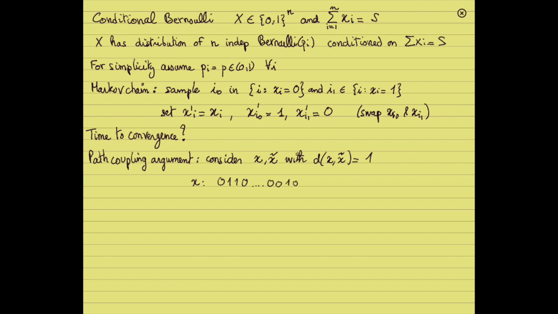So x might be this sequence of zeros and ones. X tilde is another sequence of zeros and ones that is extremely similar, except that there is a minimal amount of difference, so they are adjacent. So what does it mean here? It means that there must be a place where x has a 0 and x tilde has a 1. We call that A. And there must be a place where x has a 1 and x tilde has a 0. And we call that B. And that's because, of course, the sum must be equal to s in both cases. So the distance that we can define is half of the sum of the differences between x and x tilde.